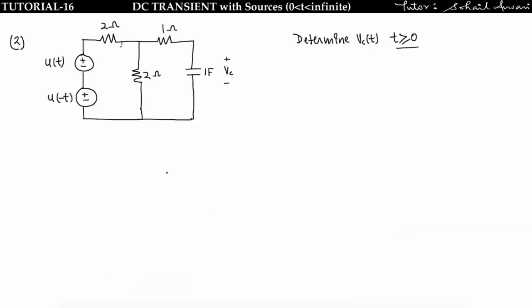See, in this problem, two voltage sources are connected. One is having u of minus t and another one is u of t. What is u of minus t? U of minus t is having magnitude 1 volt for t less than 0. Okay, for t less than 0, this is having 1 volt. And what is u of t? U of t is having magnitude 1 volt for t greater than 0.